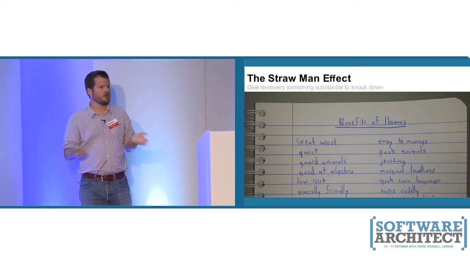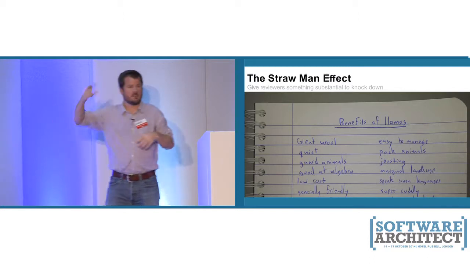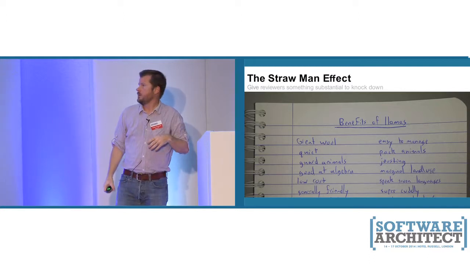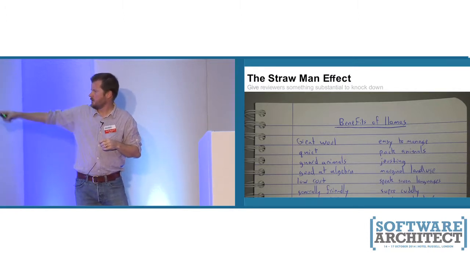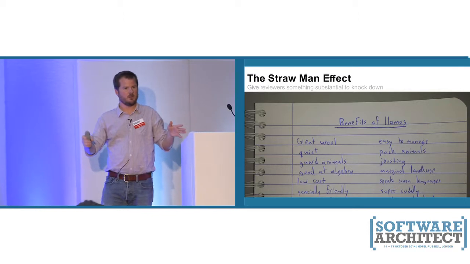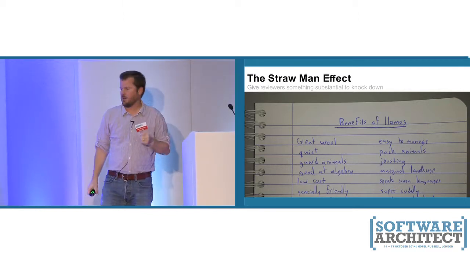It becomes much more focused, much more concrete, and you get much better feedback and much better designs in the end. You may have to iterate several times with a couple of straw men, but if you want to talk about the benefits of llamas, some of these are true, but they're not great for jousting. They probably don't speak 7 languages. So by putting this in front of you, we can really narrow down what's good about llamas.